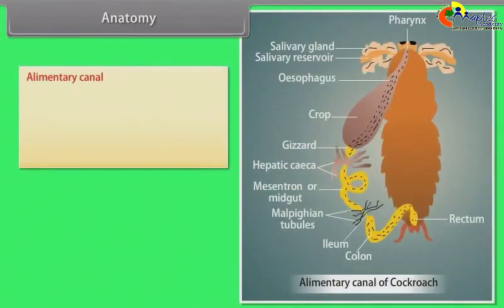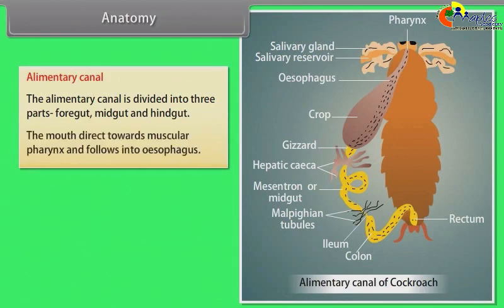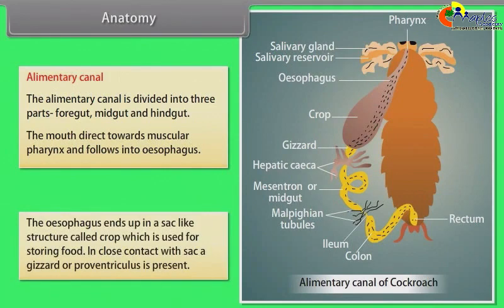Anatomy. Alimentary canal. The alimentary canal is divided into 3 parts: foregut, midgut, and hindgut. The mouth leads to the muscular pharynx, which is followed by the oesophagus. The oesophagus ends in a sac-like structure called the crop, which is used for storing food. In close contact with the crop, a gizzard or proventriculus is present.